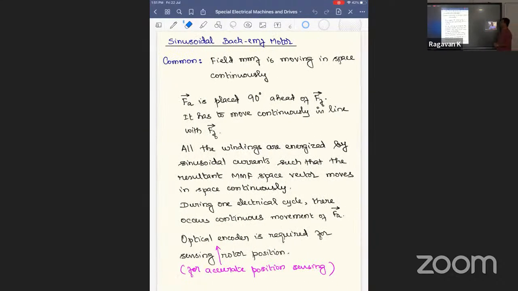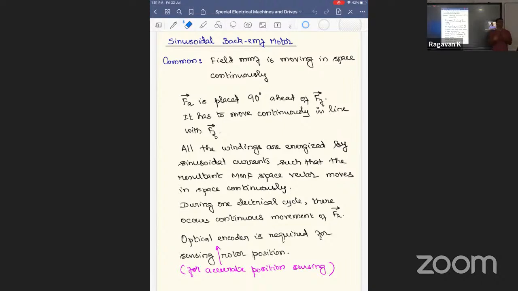Now we are going for the sinusoidal back EMF motor. Here all the 3 windings are energized. All the 3 windings are displaced in space by 120 degrees. The magnetic axes of all the 3 coils are displaced in space by 120 electrical degrees. Now you are energizing those 3 coils by 3 signals which are shifted by 120 degrees in phase.